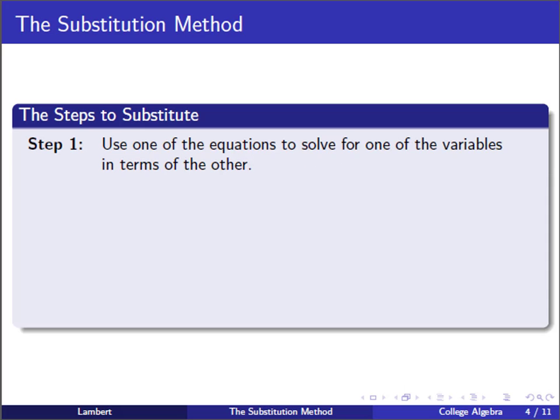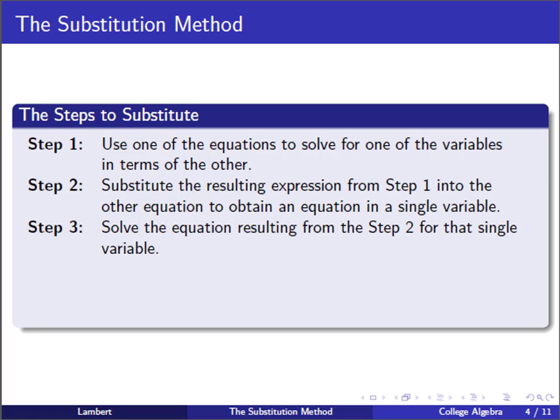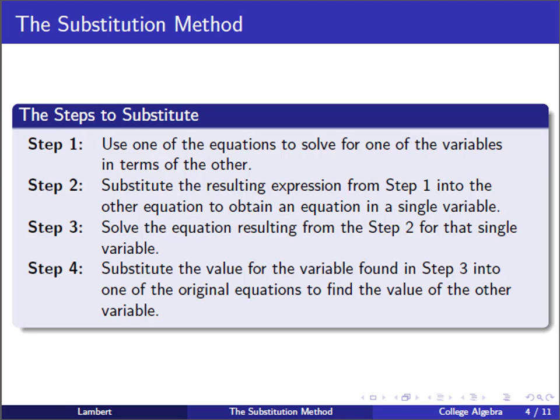The steps to the substitution method: you begin by solving for one variable in terms of the other. It doesn't matter which equation you use, you just pick one and solve it. Then you substitute that expression for the variable you just solved for, and this creates an equation in a single variable. With that equation in a single variable, we solve it. And once we have that solution, it won't matter which equation we substitute back into, we take the variable we solved for, plug it into either one of the equations, and find our answer. So, let's take a look.